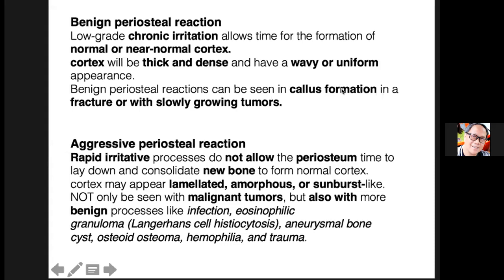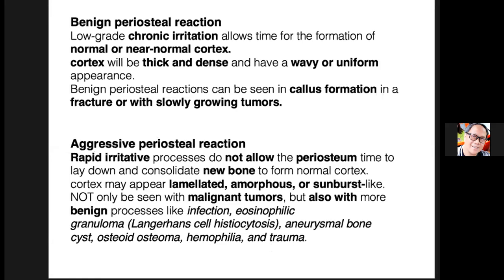Benign periosteal reaction can also be seen in callus formation, when you have bone building after a fracture, or even some slow-growing tumors. In aggressive periosteal reaction, there is a rapid irritative process that does not give time for the periosteum to lay down new bone. So what you see is an interrupted, multi-layered periosteal reaction with obvious cortical destruction. You may see that even with benign conditions like infection, osteomyelitis, eosinophilic granuloma, aneurysmal bone cyst, osteochondroma, hemophilia, and trauma.